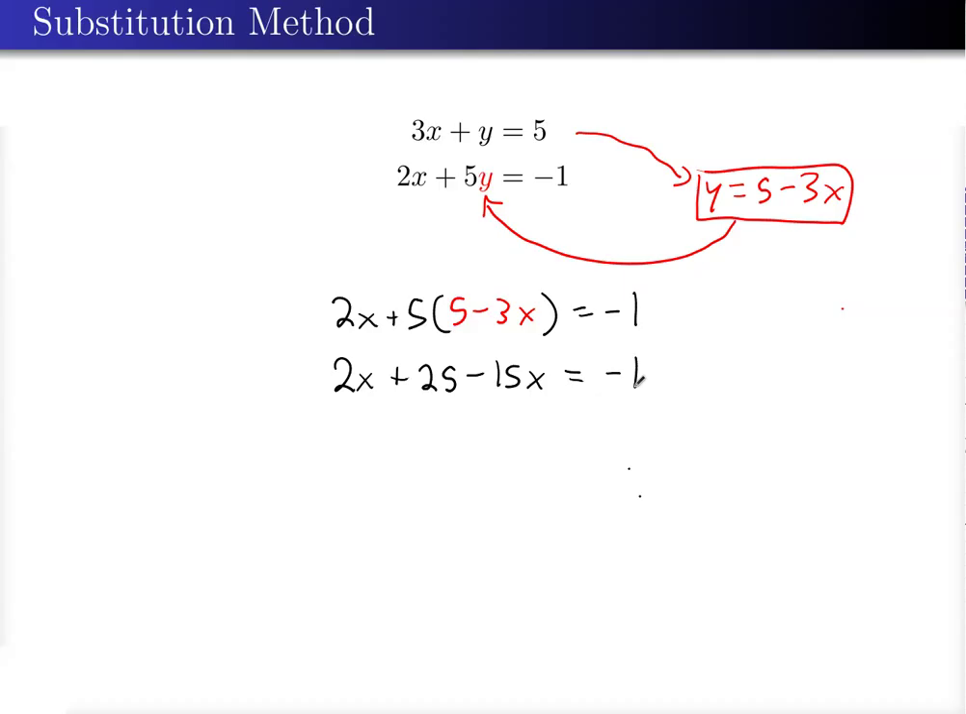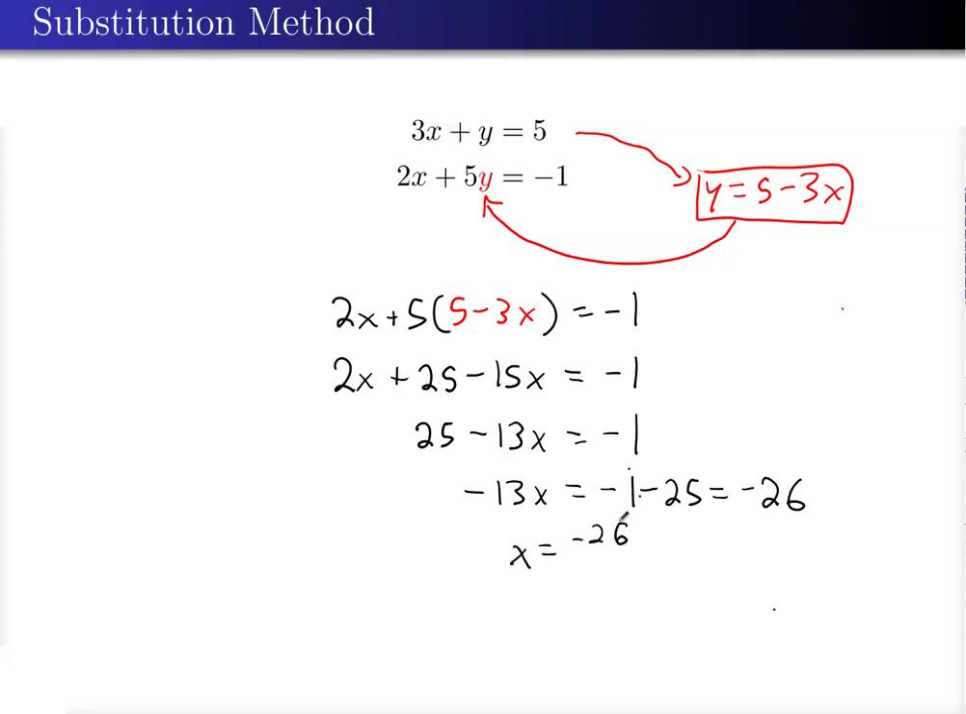Now let's group like terms. So it looks like we have a 25 minus a 13x is equal to -1. Now let's subtract 25 from both sides. If I did so, I'd have minus 13x is equal to -1 minus 25, which is going to give me -26. And then I could divide both sides by -13 and find that x is equal to 2.